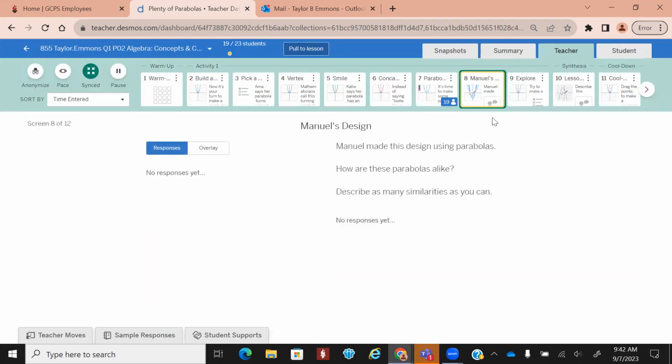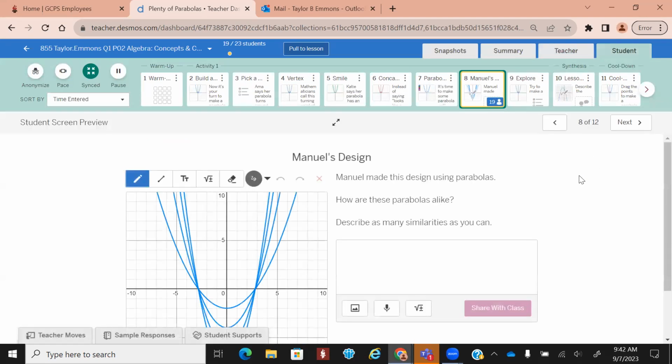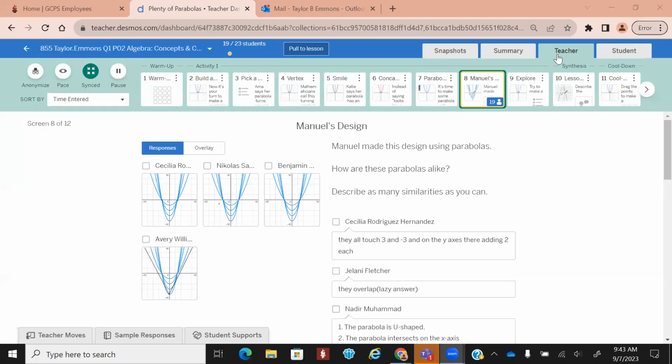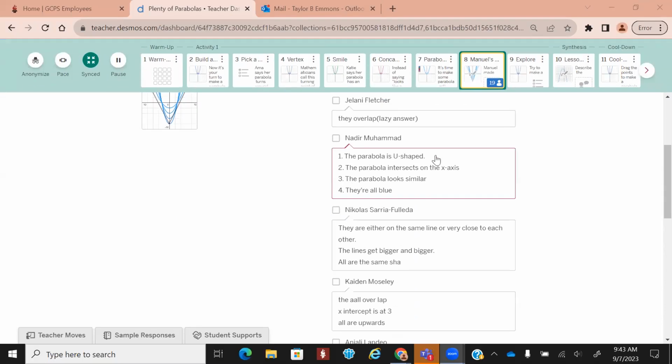All right. So going to slide number 8. Manual made this design using parabolas. How are these parabolas alike? Describe as many similarities as you can. Take 30 seconds. Go. So a lot of y'all said that the parabola is facing up, that they're all blue.